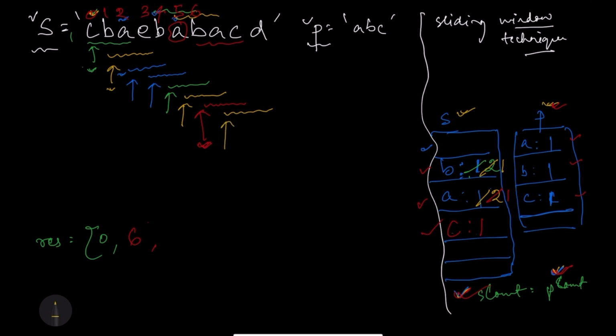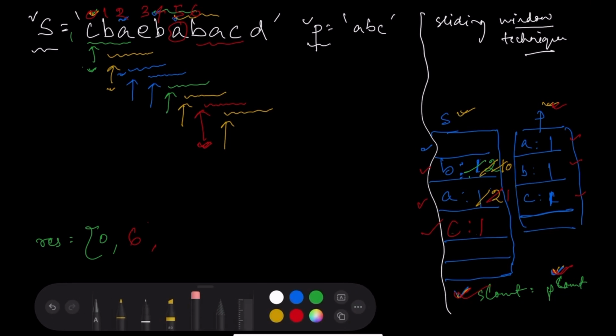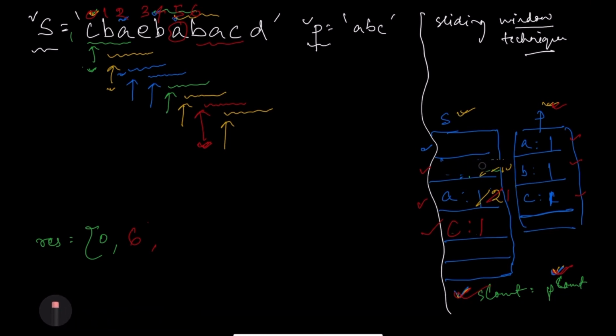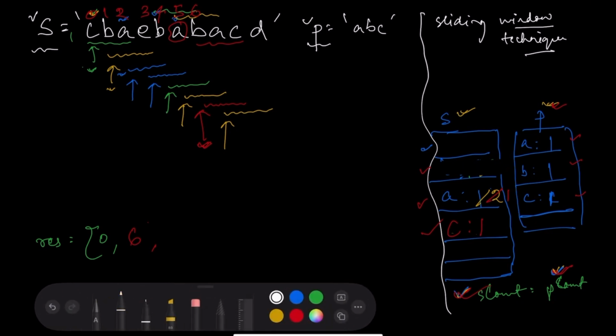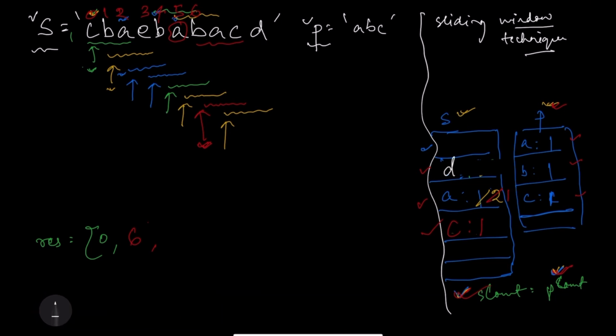No, I have got ACD. I will have to remove B. So now as my count would be 0 of B, I would pop B out. And then what I will do is I'll add D here.